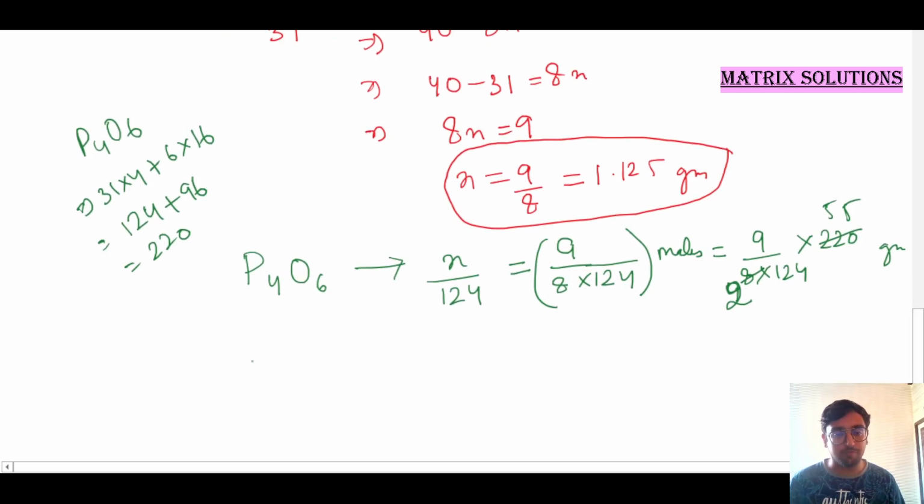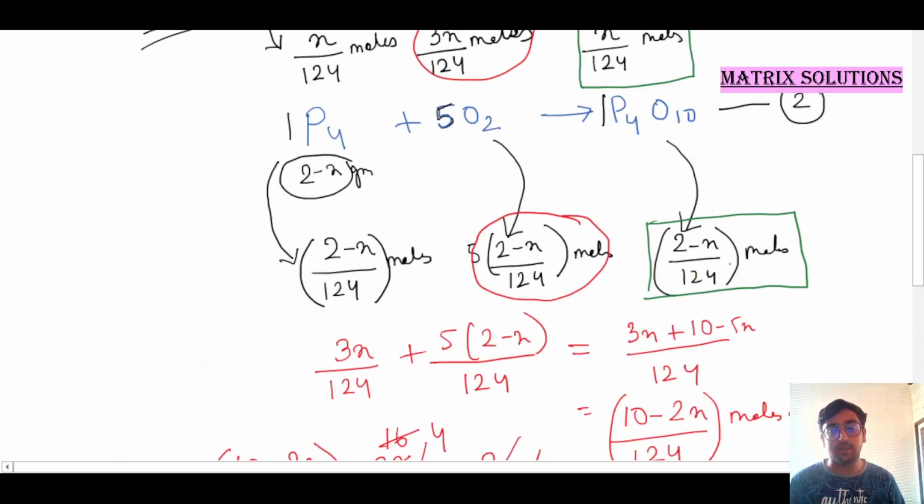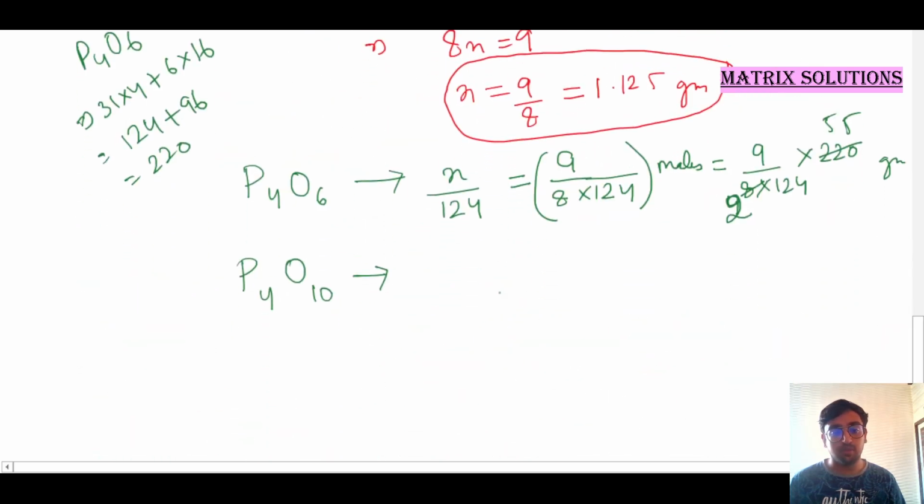And how much amount of P4O10 is produced? First we will see how many moles are being produced. (2 minus x) by 124 moles are being produced. Now what is the value of x? 9 by 8 or 1.125? So (2 minus 1.125) by 124 moles are being formed.